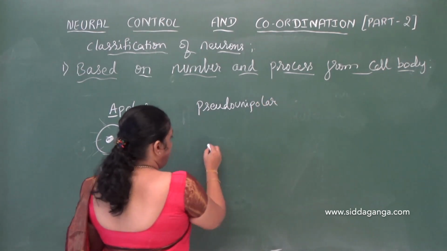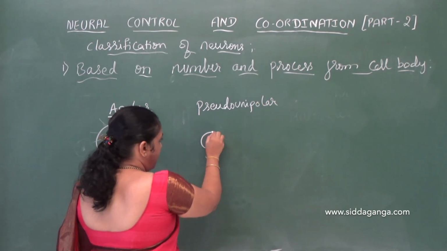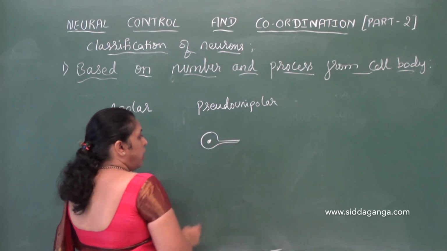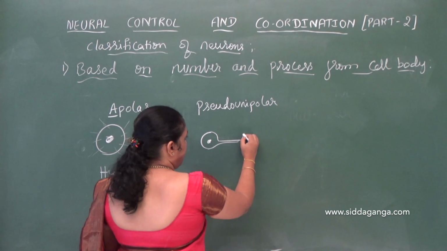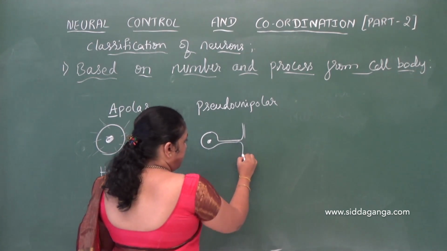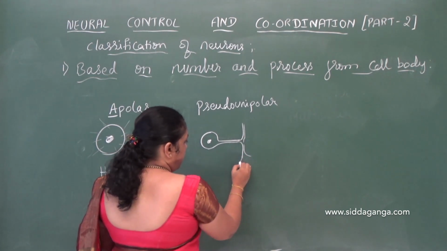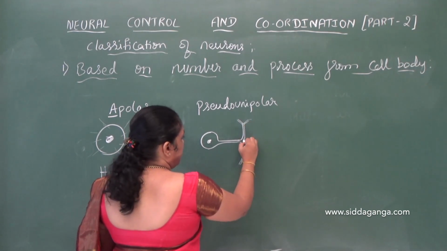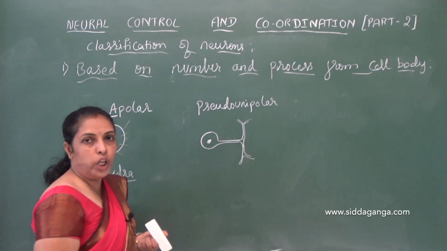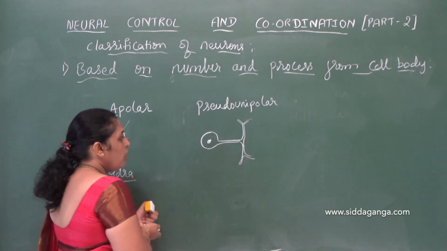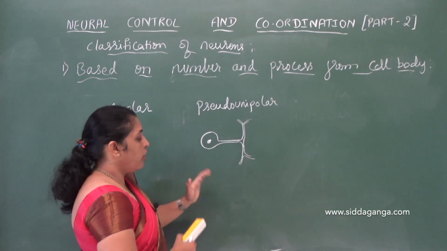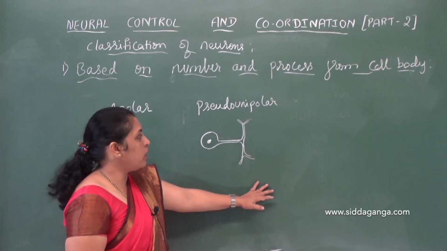Pseudo unipolar: from the cell body you see one process arising, but after arising, that axon again divides into smaller processes. So this is nothing but pseudo unipolar, seen in the dorsal root ganglia, from dorsal root ganglia to the spinal cord.